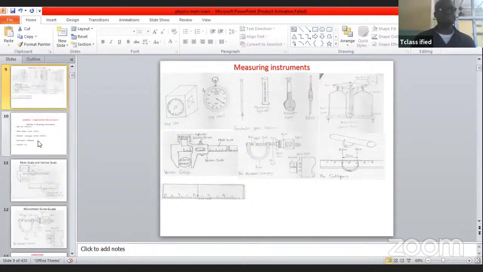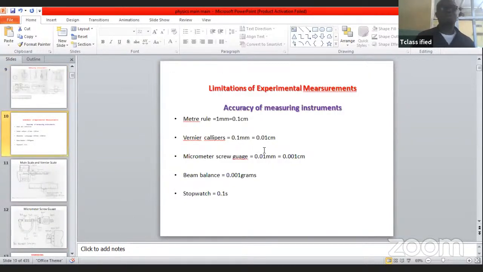Now, JAMB or WAEC is going to ask you about the accuracies of these measuring instruments. That is why we picked out a slide for this, because it is a common question in your JAMB, WAEC or NECO. So these are the measuring instruments and these are their measuring accuracies.